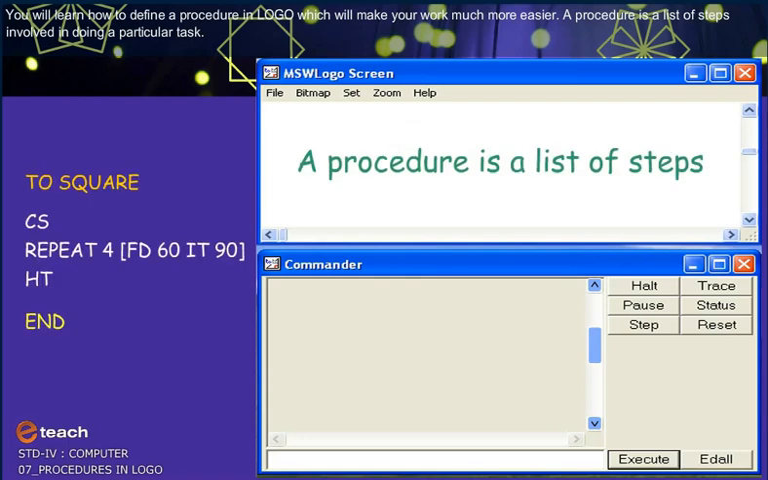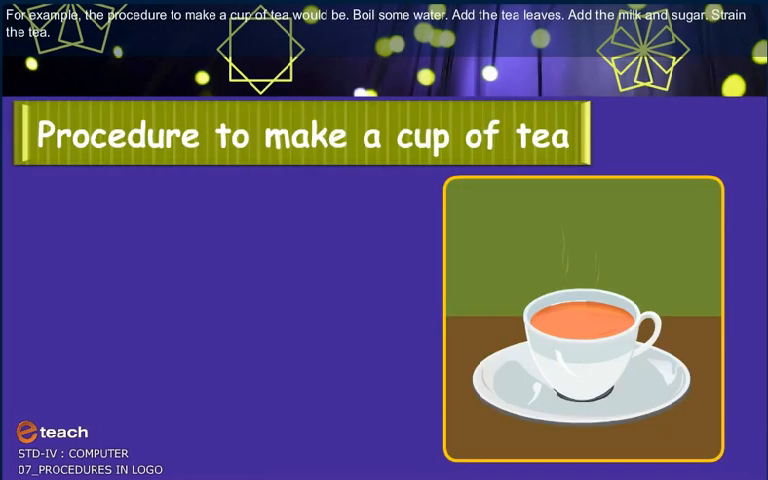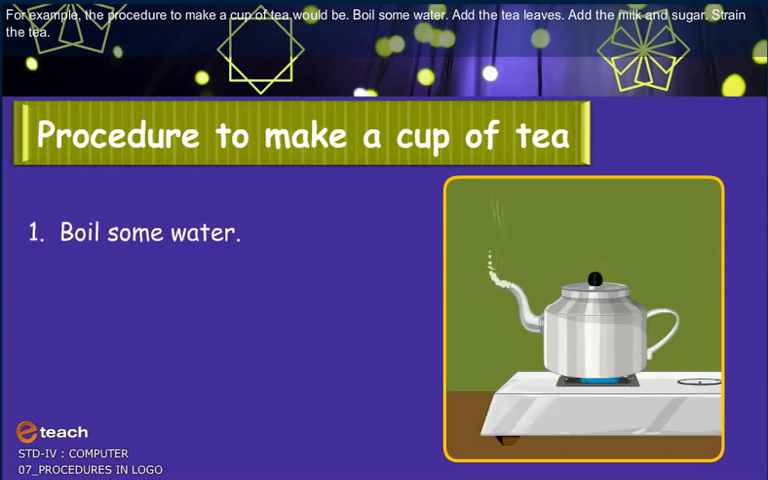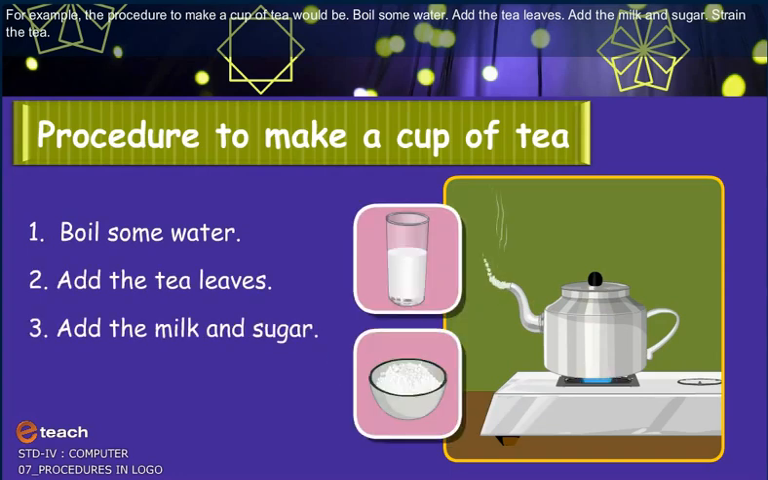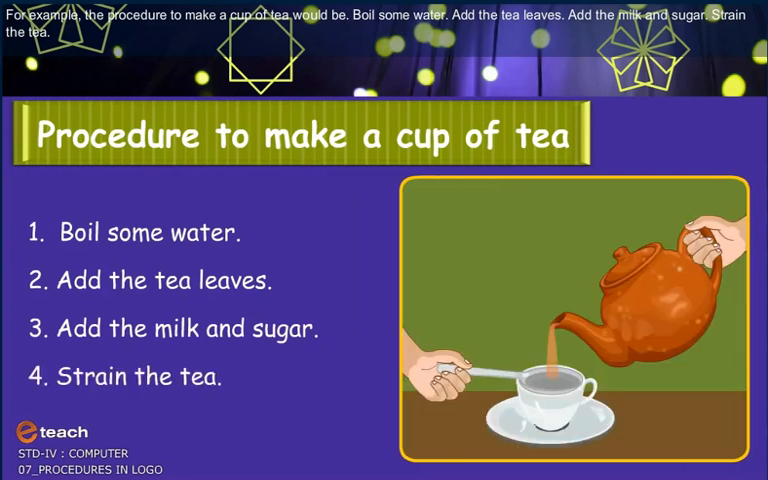A procedure is a list of steps involved in doing a particular task. For example, the procedure to make a cup of tea would be: 1. Boil some water. 2. Add the tea leaves. 3. Add the milk and sugar. 4. Strain the tea.